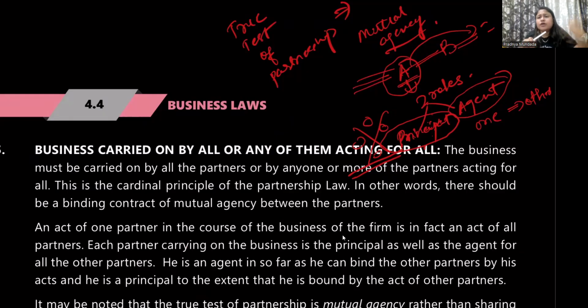I am your agent, you are my agent. I am my principal, you are your principal also. That comes only and only in partnership. So anytime you have the slightest confusion whether this is a partnership firm or any other organization, the test that you will check is what?